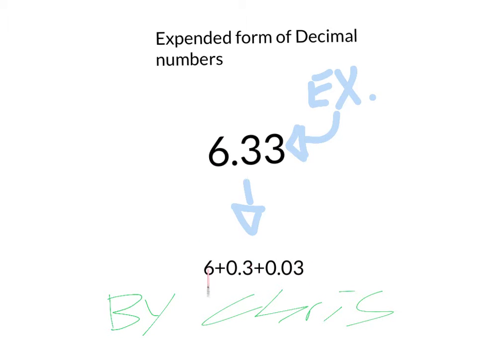So 6, there's nothing in front of 6, so you don't need a 0. And 3, you need a 0. You need 2.